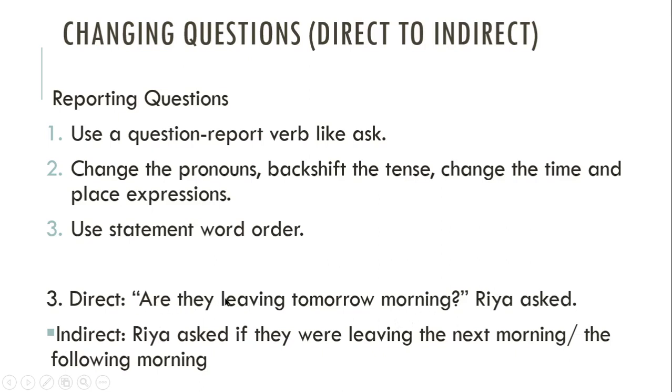So we have to backshift the tense also. Ria asked if they were leaving, and here you see tomorrow. When we have tomorrow, we have to change the sentence. We said change the time and place expressions. So we have to change the time also. Ria asked if they were leaving the next morning, or Ria asked if they were leaving the following morning. When we have tomorrow, it changes into the next morning or the following morning.